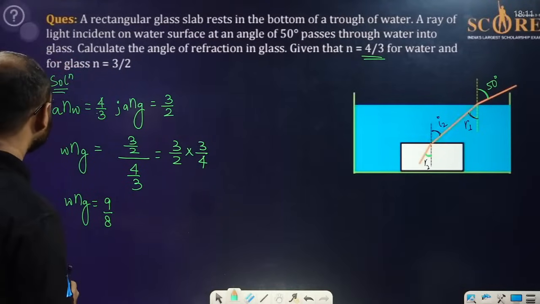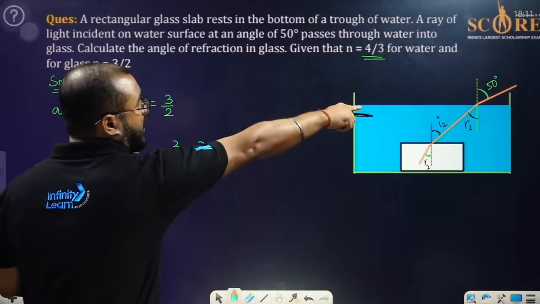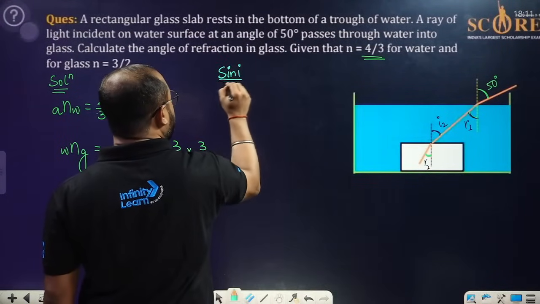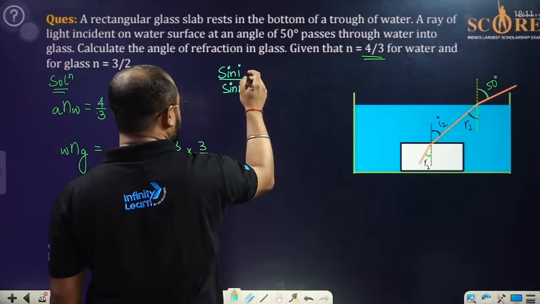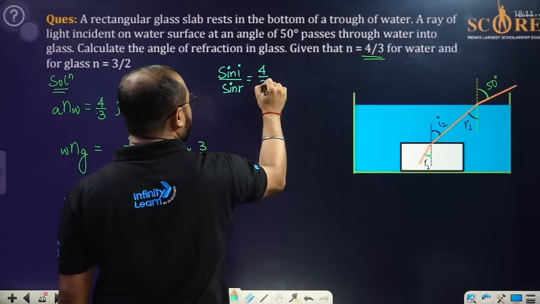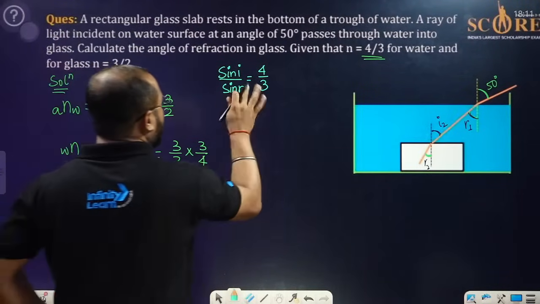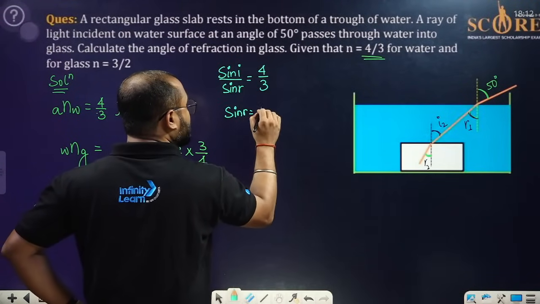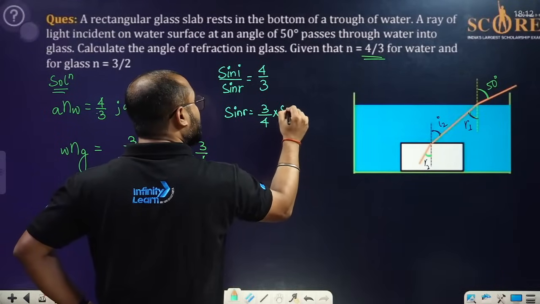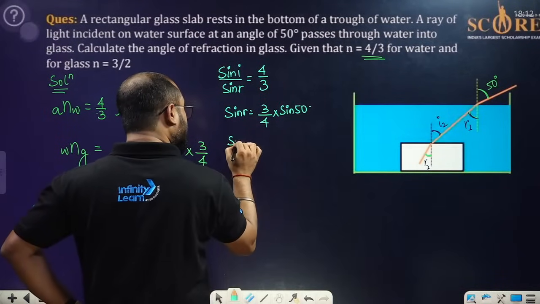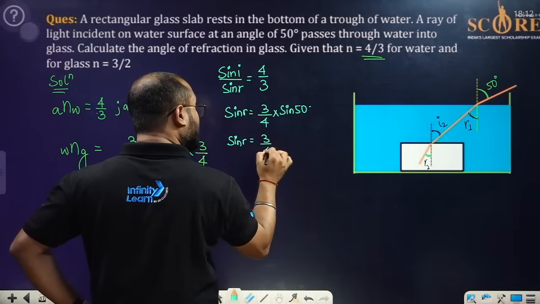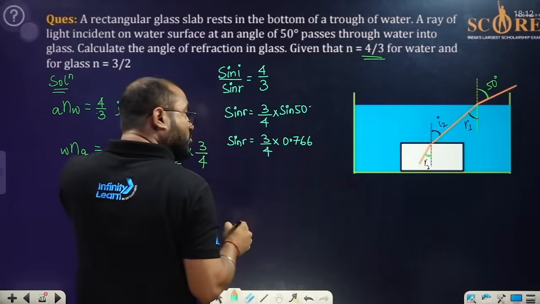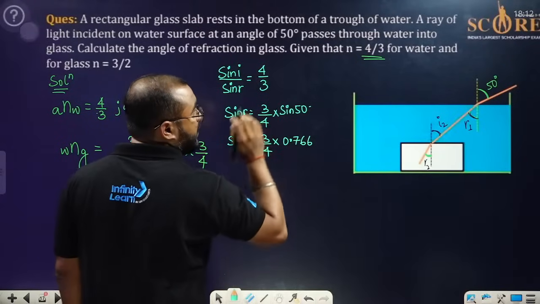So for this part, I can write sin I by sin R will be equal to 4 by 3. Why? Because it is water. 4 by 3 is for water. Solving this, we can write that sin R will be equal to 3 by 4 multiplied by sin 50. So sin R is 3 by 4 sin 50, which equals 0.766. You don't need to know the value, it will be given to you. It might be a misprint here.